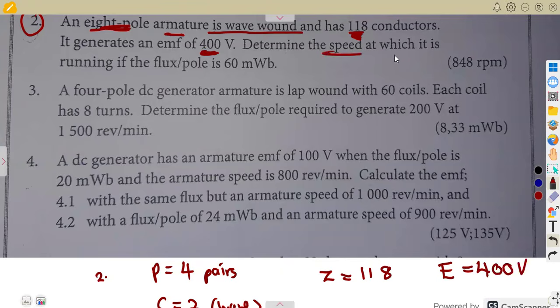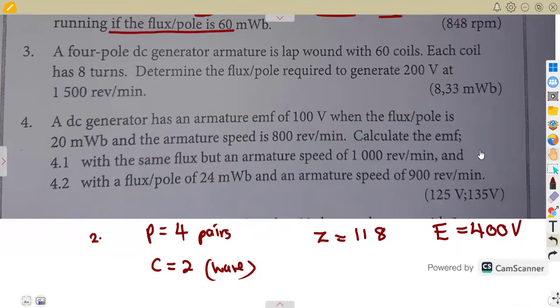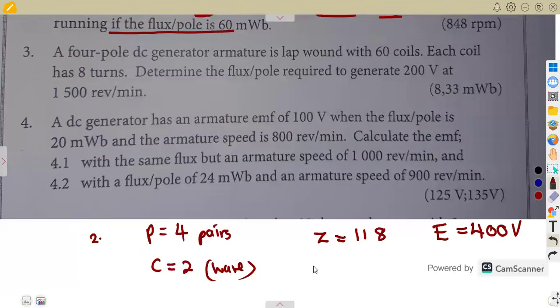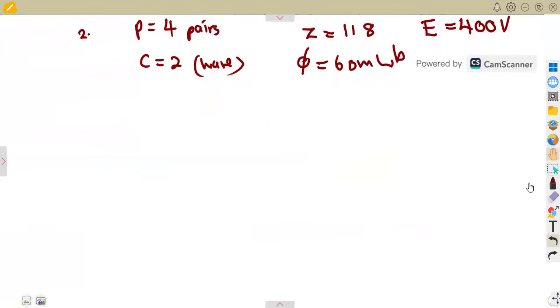Determine the speed at which it is running if the flux is 60 milliwebers. So given a flux of 60 milliwebers, the question is: determine the speed. That is our question. We need the speed.